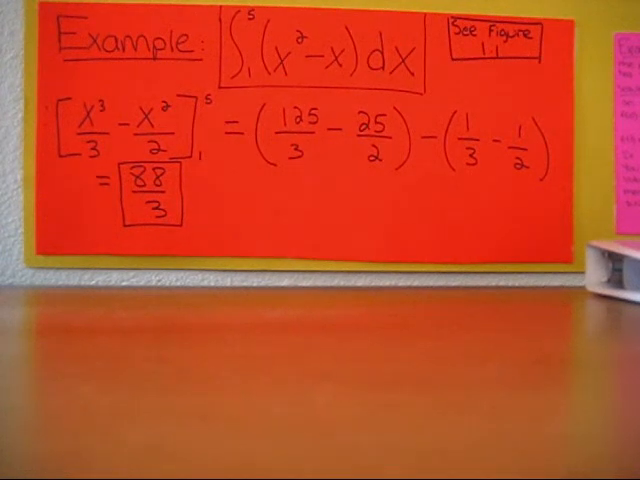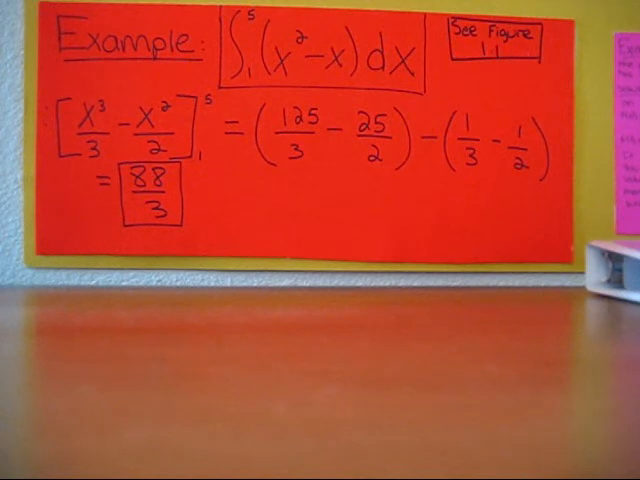The example problem is the integral from 1 to 5 of x squared minus x dx. First step, you have to integrate x squared minus x, and you get x cubed over 3 minus x squared over 2, to the limits 1 through 5.